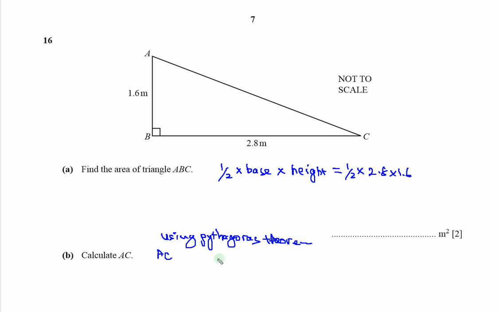Using Pythagoras theorem, AC is equal to the square root of AB squared plus BC squared. Okay, now so this is 1.6 squared plus 2.8 squared. Okay, you go and work out the detail.